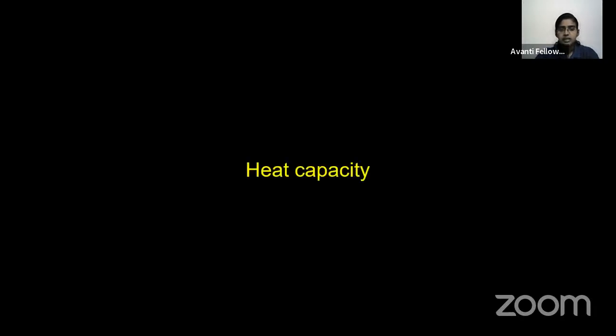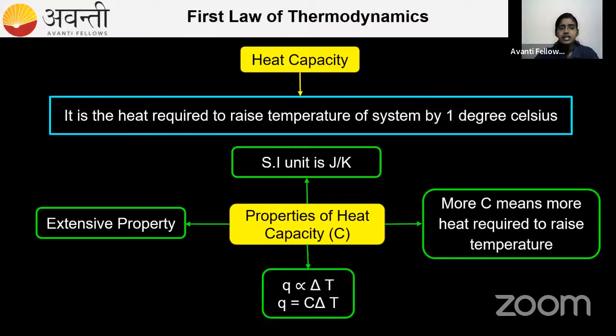So what is heat capacity? It is the heat required to raise the temperature of the system by 1 degree Celsius. SI unit is joule per Kelvin. It is an extensive property. Formula is Q is equal to C into delta T. More heat capacity means more heat is required to raise the temperature.